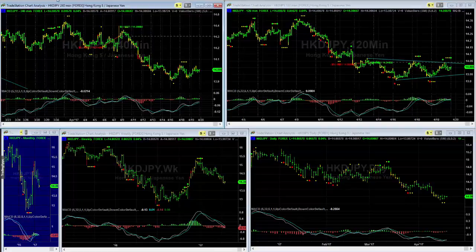We can draw that same line in on the 240 and watch for a break similarly. So let's see what happens tomorrow. We've got such strong bearishness on the weekly and pretty good bearishness on the daily, so let's see if it will try to make that run down.